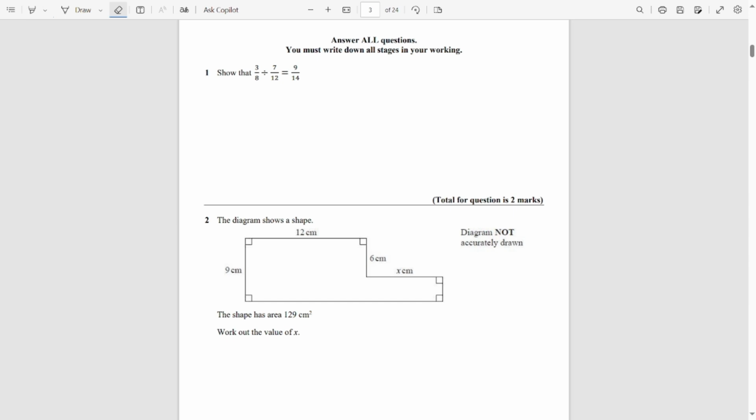Hello and welcome to this video where we are going to be going through the 4 worked solutions to this sample paper. This is a sample paper for the Edexcel IGCSE Modular Pathway Unit 1, so the unit that you do in the first year of the new modular pathway.